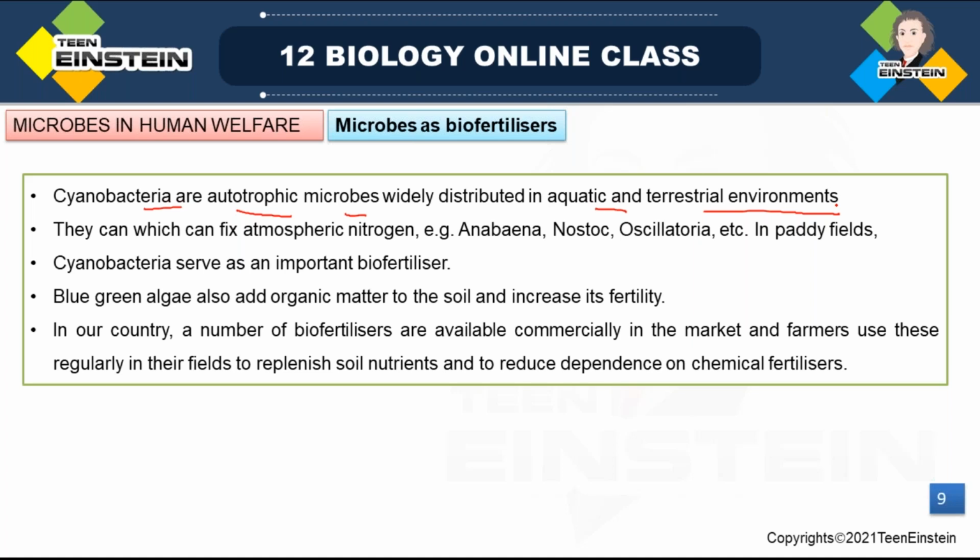What do you mean by autotrophic? They synthesize their own food, and they have the capacity to fix atmospheric nitrogen. Anabaena, Nostoc, Oscillatoria, all of these we have learned in 11th standard.